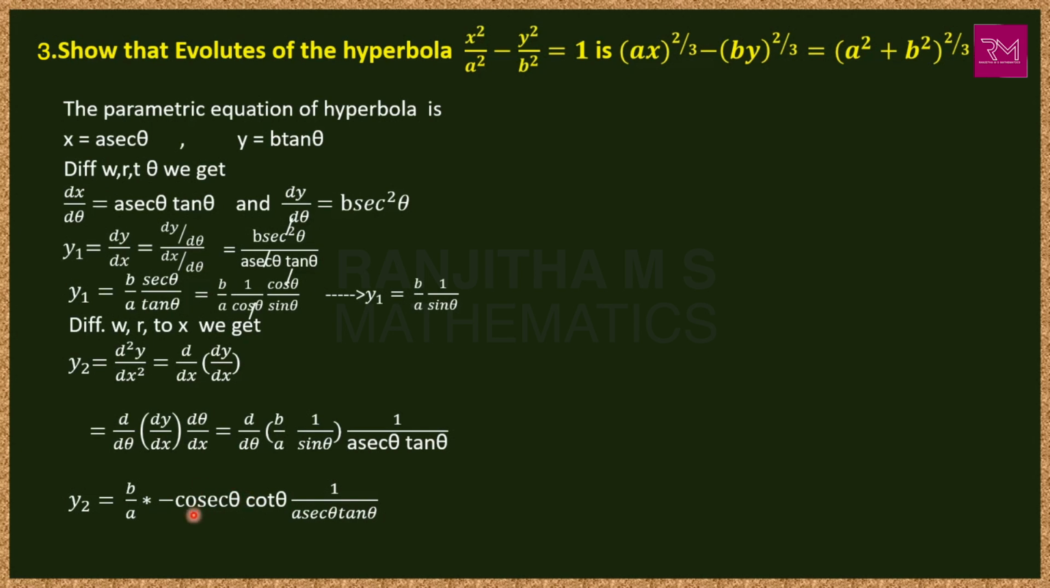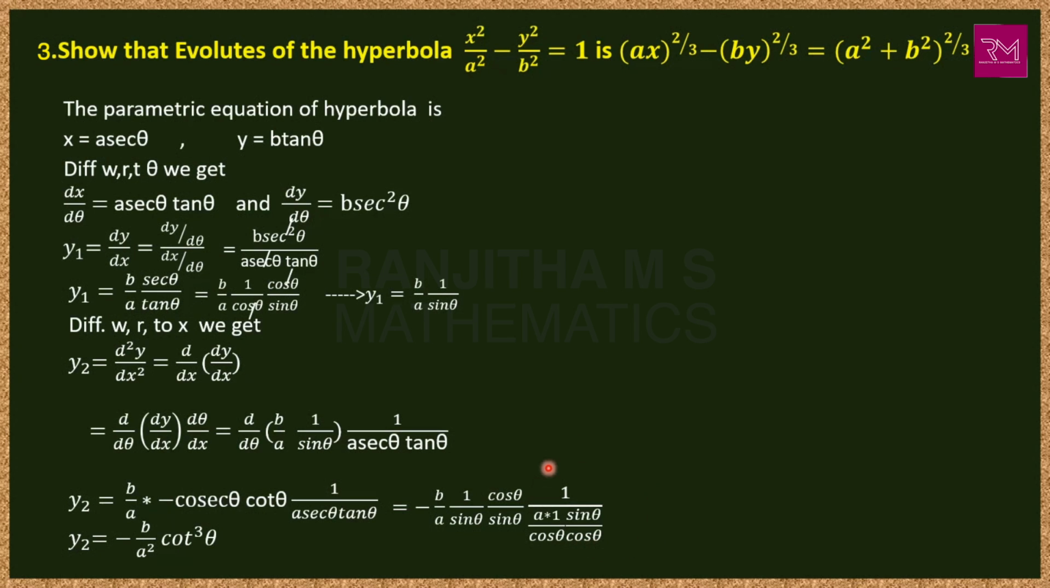Now substitute cosecant value as 1 by sin theta, cot value as cos theta by sin theta. Here secant theta is 1 by cos theta and tan theta is sin theta by cos theta. We get y2 value as minus b by a into cosecant is 1 by sin theta into cot theta is cos theta by sin theta into 1 divided by a into secant theta is 1 by cos theta into tan theta is sin theta by cos theta. Substitute carefully and simplify. Hence we get y2 value as minus, here this is 1 by a sin theta divided by cos theta into cos theta is cos square theta.